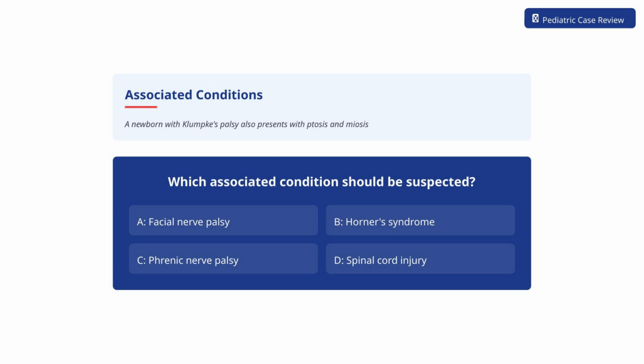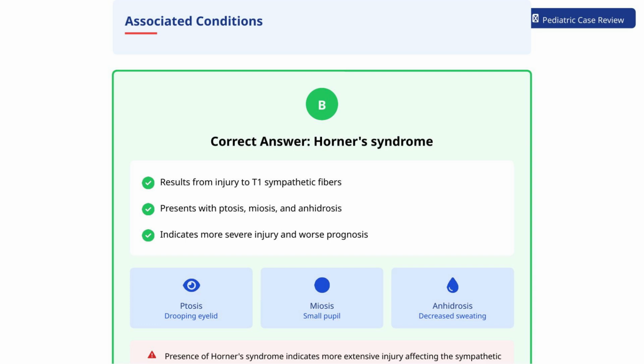A newborn with Klumpke's palsy also presents with ptosis and miosis on the affected side. Which associated condition should be suspected? A. Facial nerve palsy. B. Horner syndrome. C. Phrenic nerve palsy. D. Spinal cord injury. The correct answer is B.